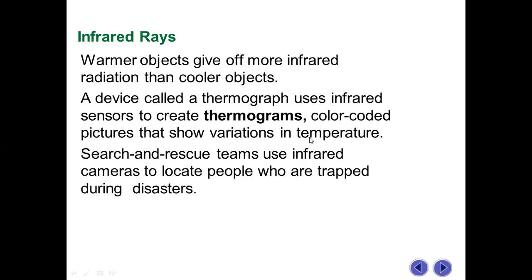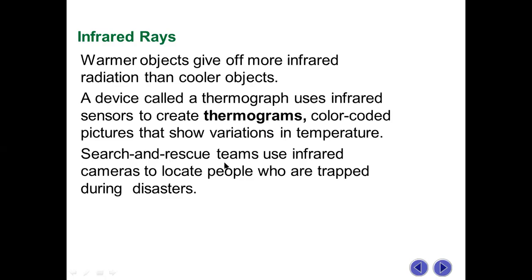So we use visible light to make photographs, to make pictures and to see. But we can use infrared rays with a device called a thermograph. This thermograph device will produce thermograms. A thermogram is a picture, but it's a picture based on temperature, showing the variation in temperature.